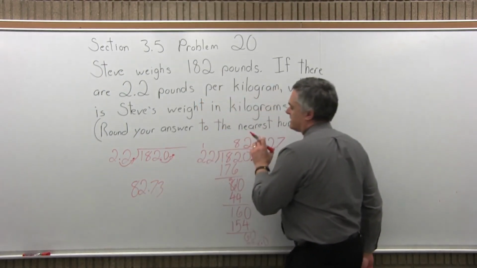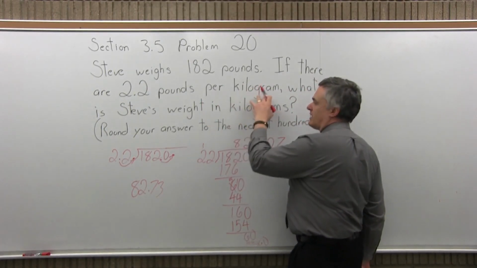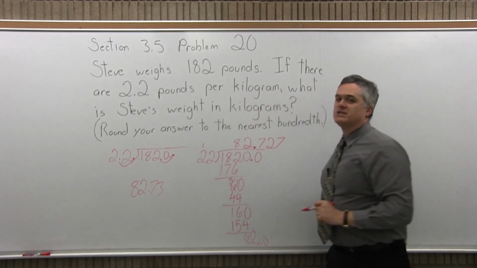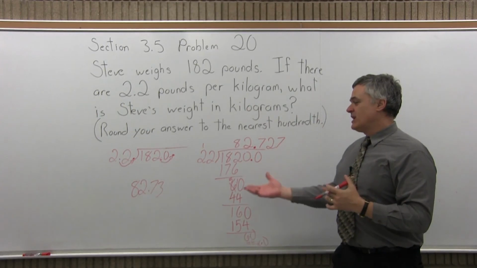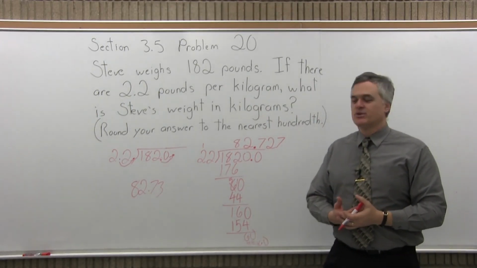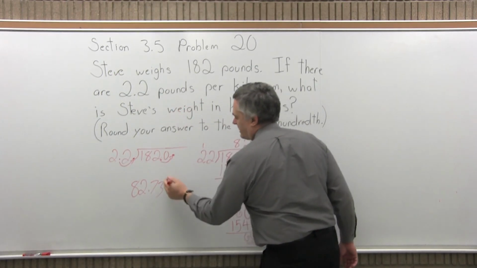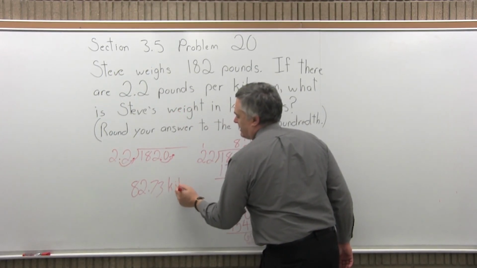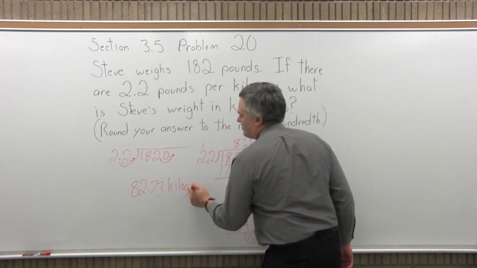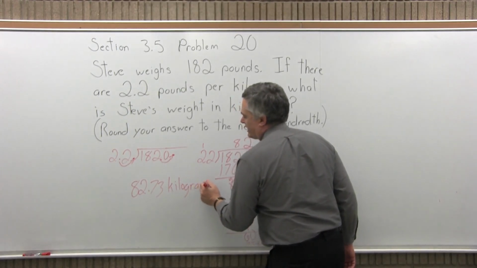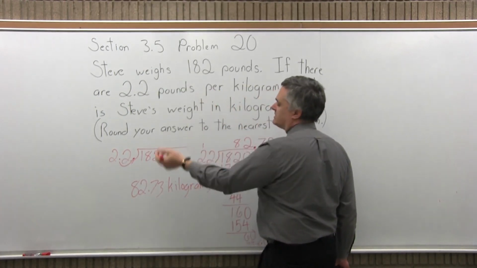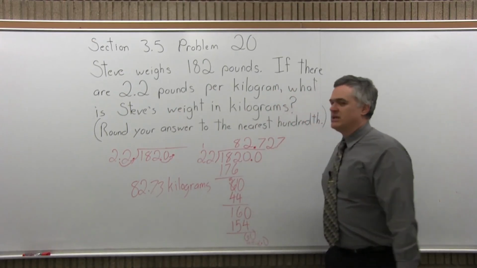Now again, this isn't just an abstract division problem. This is an actual application problem with units of measure. So I can't just leave a number as my answer. It has to be a number with the units of measure. So we're looking for kilograms. What's Steve's weight in kilograms? His weight is 82.73 kilograms. So if he weighs 182 pounds, that's the same as 82.73 kilograms.